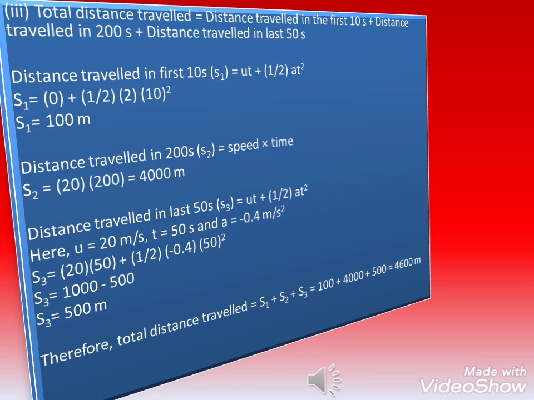S2 is equal to speed into time, we will get 4000 meter. S3 is equal to ut plus half at square, we will get S3 is equal to 500 meter. So the total distance is S1 plus S2 plus S3, we will get 4600 meter.